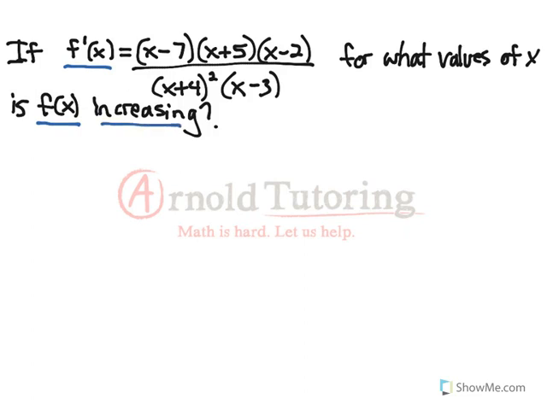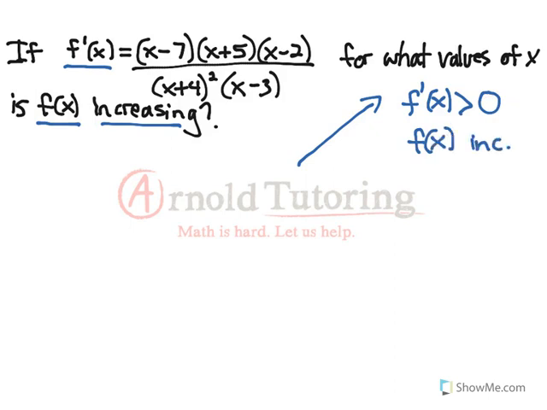So let's think back to what we know about the derivative and how it relates to the original. We know that a positive derivative means a positive slope of the tangent, so the function is going up like this, which we call increasing. So let's just write that out. We know if f prime of x is greater than 0 or positive, then f of x is increasing. And that's the relationship we need to focus on.